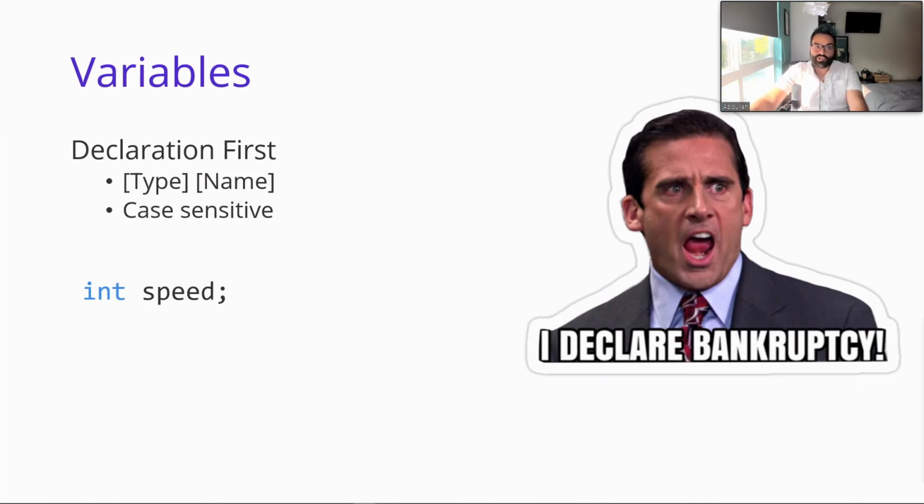C# is case sensitive, so speed with a capital S is not the same as speed with a lowercase s. And the semicolon at the end pretty much just instructs the runtime that this is the end of the command. It's kind of like saying "over" on a walkie-talkie, you know, this is the end, I'm done. Let's start a new operation.